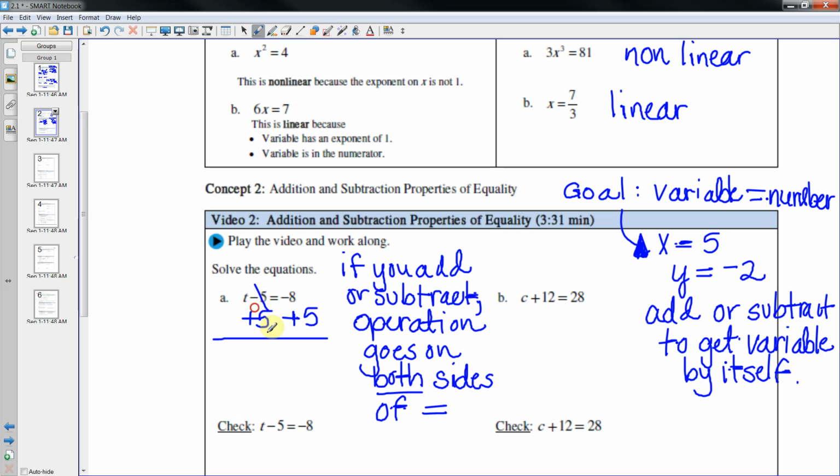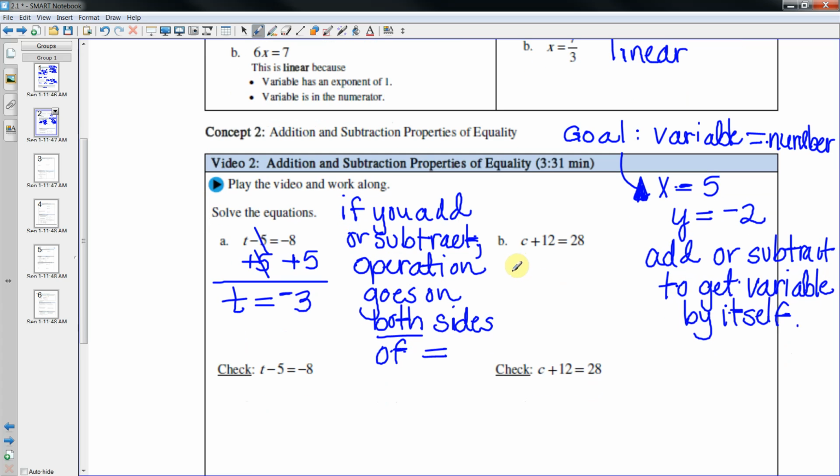So if I have minus 5 and a plus 5, that gives me a t. If I have negative 8 plus 5, that's opposite signs, so subtract and keep the sign of the larger. That would give me a negative 3. You can come down here and check them.